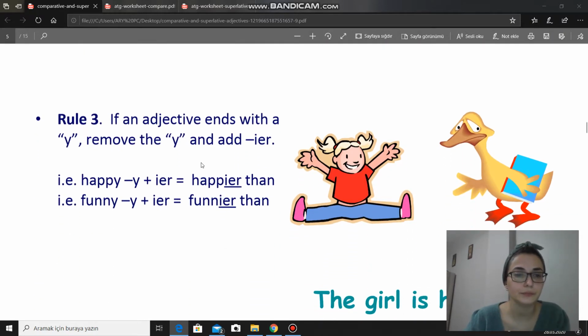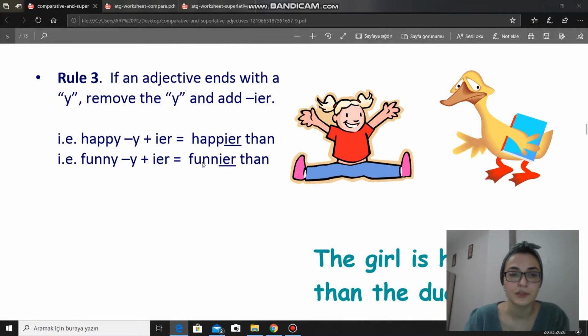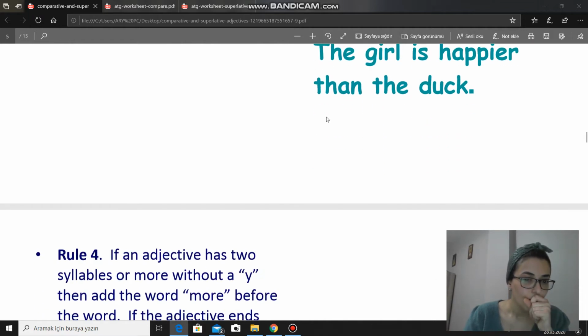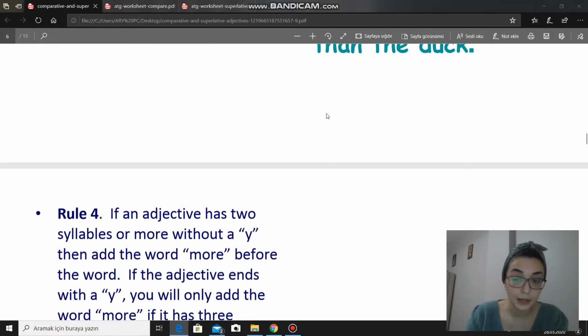Third rule. If an adjective ends with a Y, remove the Y and add IER. For example, happy. Happy ends with Y. So we drop the Y, remove it, then we add IER. Happier than. Funny, funnier than. The girl is happier than the dog. Is it clear? Are you taking your notes?